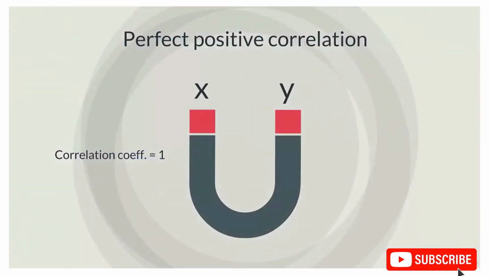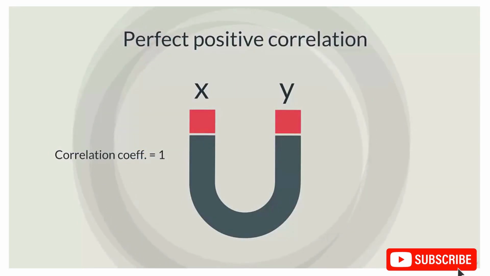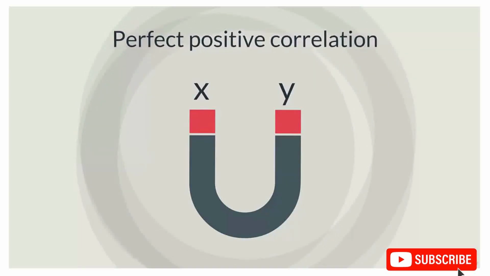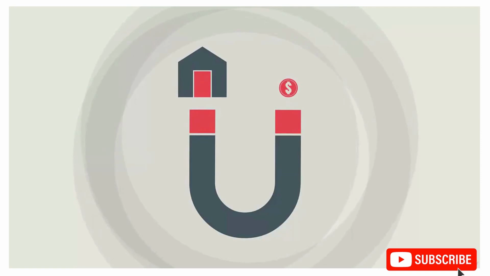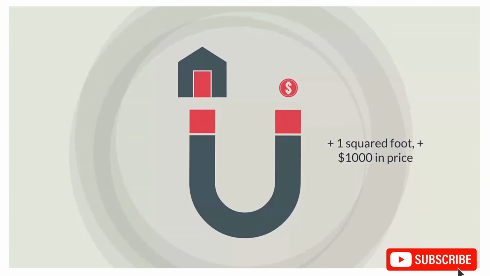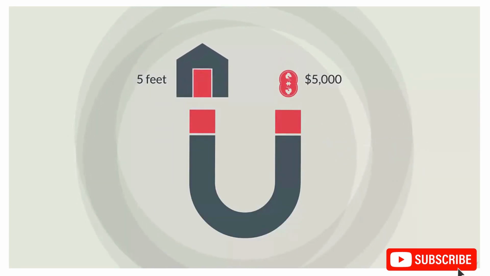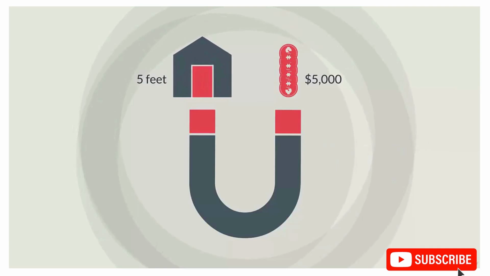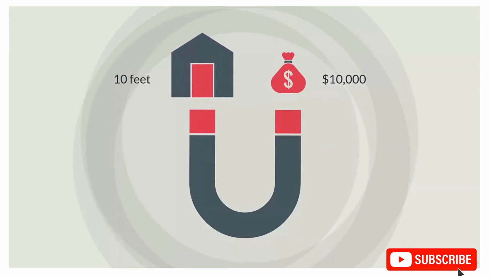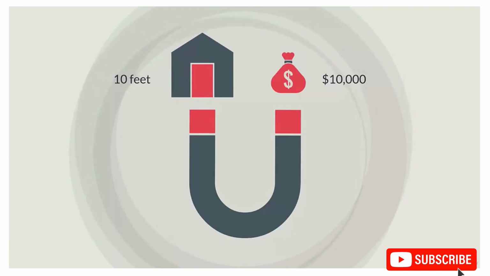A correlation of 1, also known as perfect positive correlation, means that the entire variability of one variable is explained by the other variable. In our case, this means that for every additional square foot of size, we would expect an increase of, let's say, $1,000 in the house price. For instance, 5 additional square feet will lead to a price increase of $5,000. 10 additional square feet would lead to a price increase of $10,000, and so on.